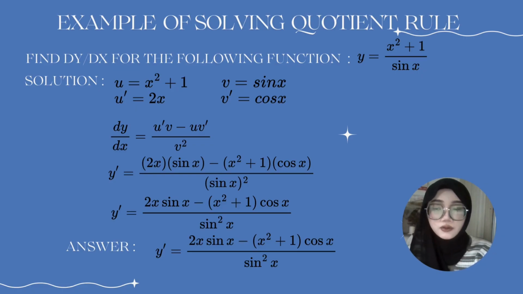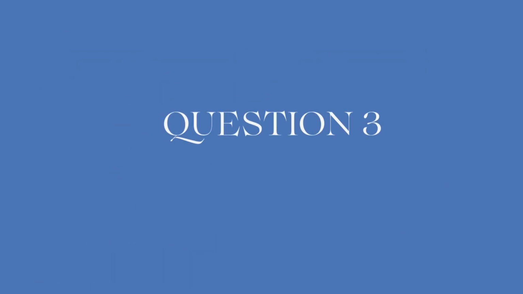Next, I apply the quotient rule, which states y prime equals u prime times v minus u times v prime, all divided by v squared. Substituting the expressions, the numerator becomes 2x times sin x minus x squared plus 1 times cos x. Meanwhile, the denominator becomes sin squared x. So the derivative is y prime equals 2x sin x minus x squared plus 1 cos x all over sin squared x. And that's all for question 2b.